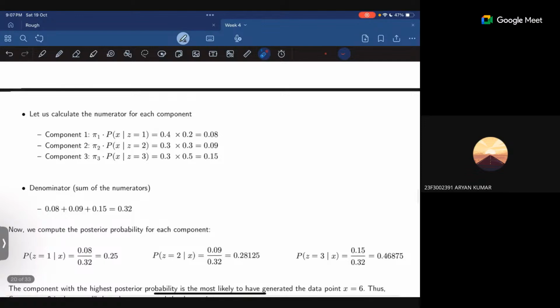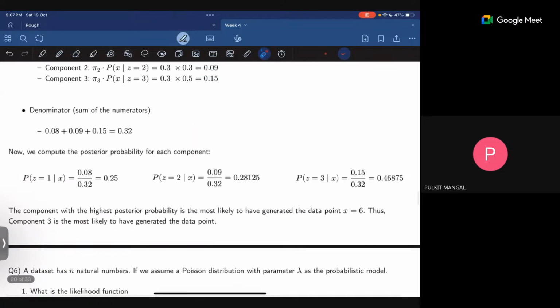So what we are doing here is just calculating pi 1 into the probability of x given z equal to 1 for all the three components, and for the denominator we have to sum all these. Now we will compute the posterior probability.